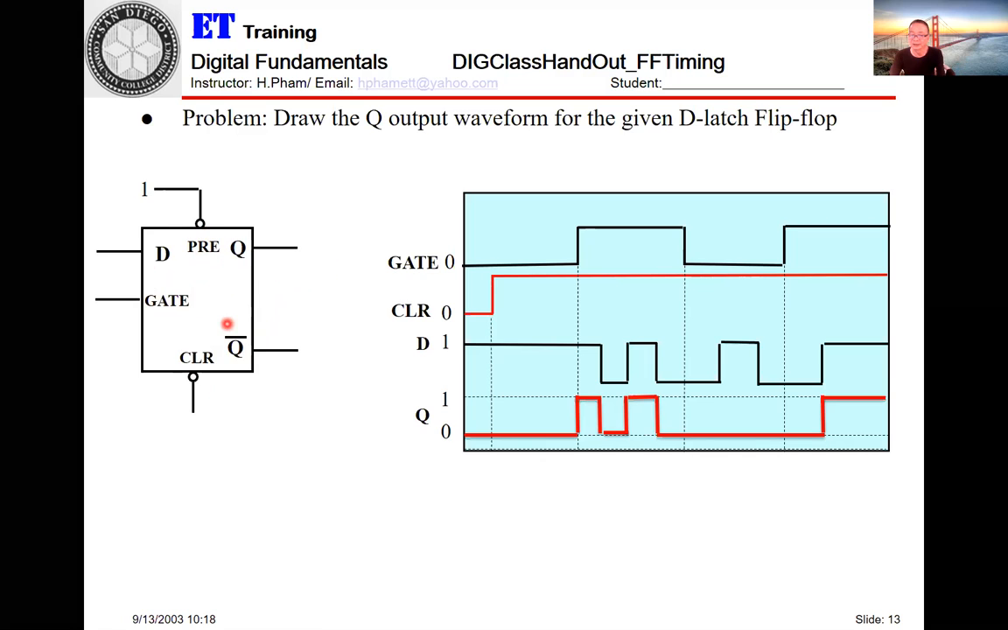Okay, on this diagram here, preset they tie to 1. Okay, so cannot be change anything. So basically depend on the clear. At the beginning, they say clear 0 right here. And I know for sure Q must be 0. Okay, Q will be 0 right here. However, after that, clear go to 1. That's okay now. But the gate still be 0. Then Q still be no change.